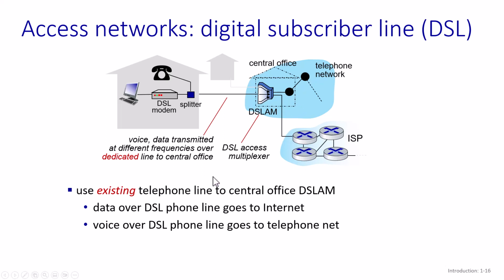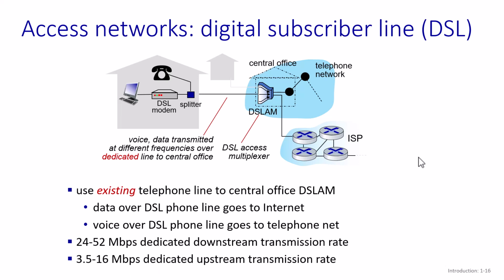So the advantage of DSL was using existing telephone lines to the central office that has the digital subscriber line access multiplexer, and data over the DSL phone line goes to the internet, and voice over the DSL phone line goes to the telephone network. Now, the advantage of DSL was that at the time we didn't need to construct a lot of infrastructure. We could have just used the telephone lines to access the internet. But right now we have built the infrastructure for cable modems. So therefore, we can now achieve higher speeds. DSL is a little bit older technology compared to the cable modem access.